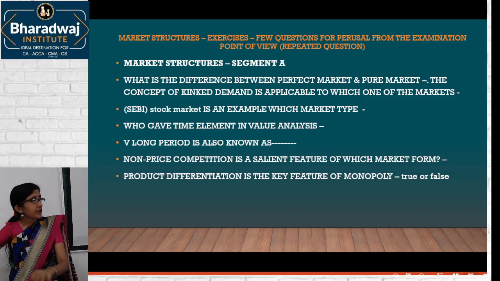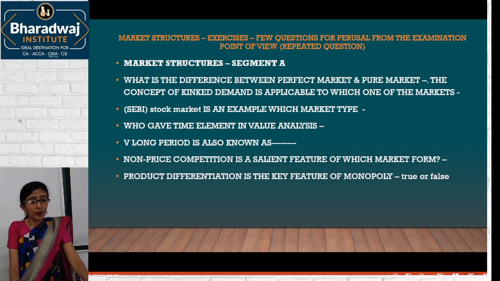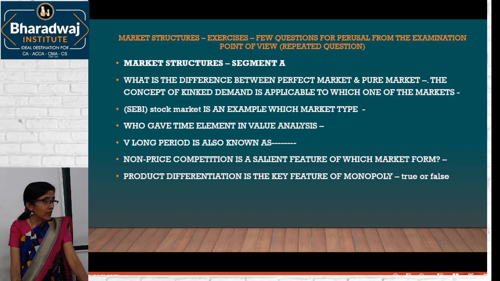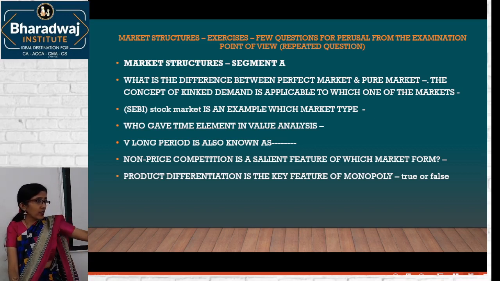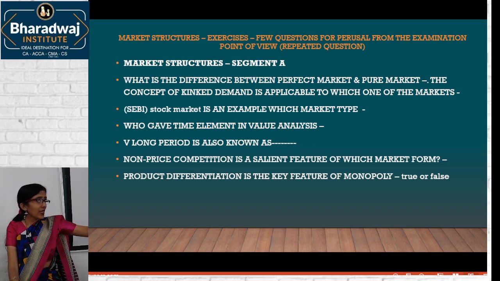Have you done it? Yes. Now let us go to the questions. What is the difference between perfect market and pure market? Has anybody written the answer? Tell me. Otherwise, I'll give the answer. In case of pure market, only three conditions are there: a large number of buyers and sellers, homogeneous product and uniform price, and free entry and exit.